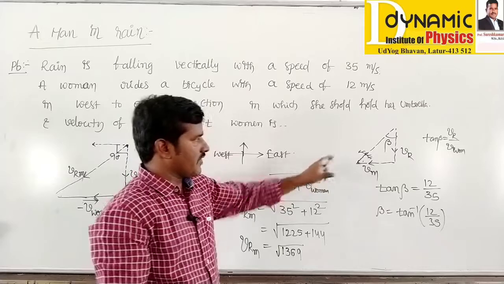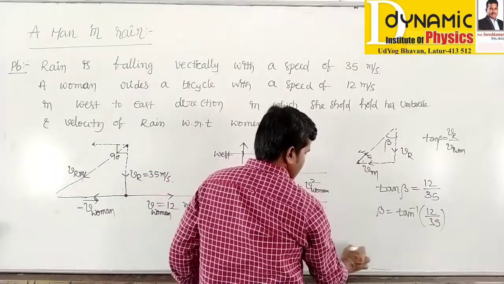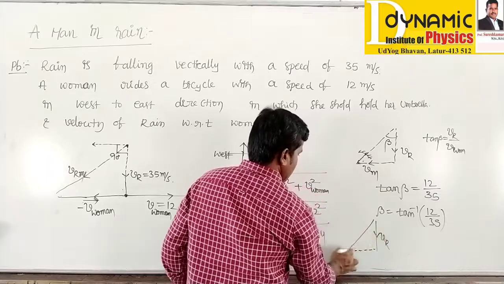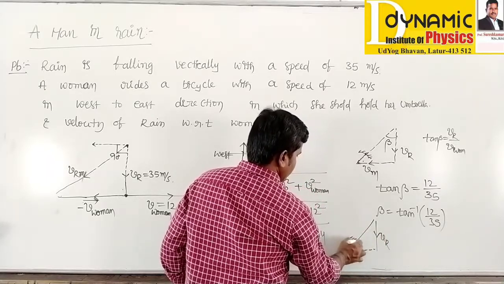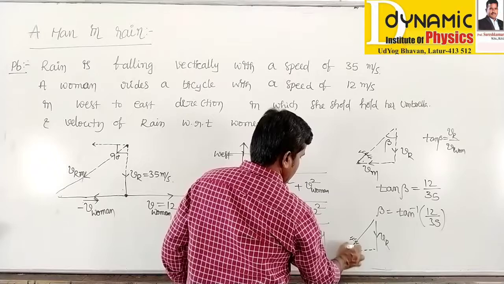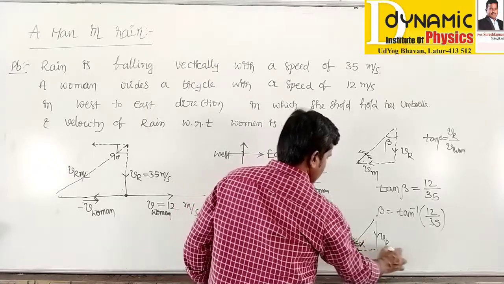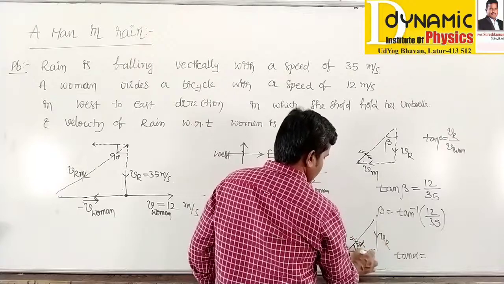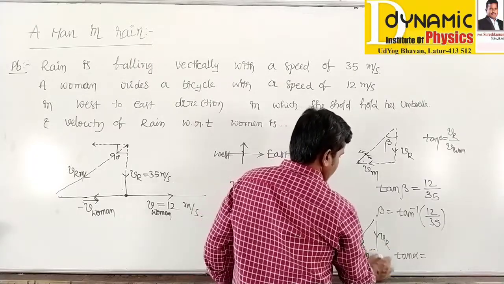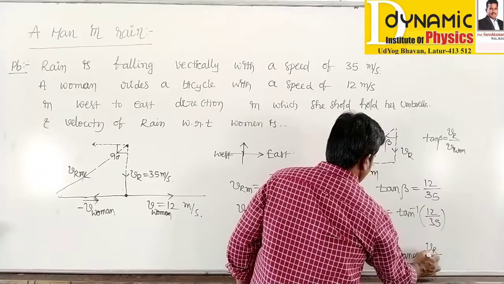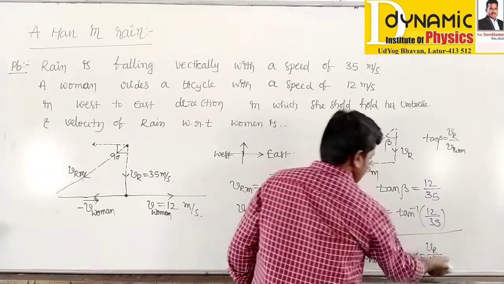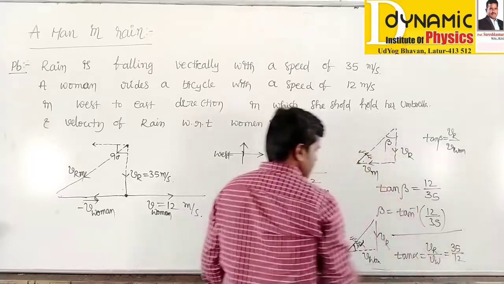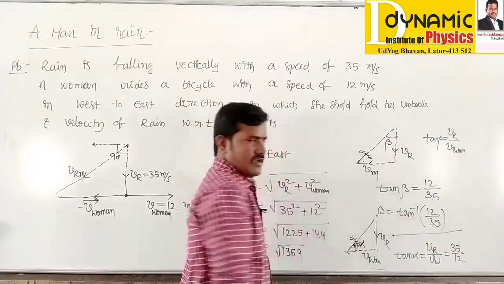We want the angle with the horizontal. This is VR. This is the umbrella position with horizontal. This angle we consider alpha, where tan alpha is written as VR upon V woman, the angle with horizontal. This is written as 35 upon 12. So tan alpha is 35 upon 12, where alpha is the angle with horizontal.